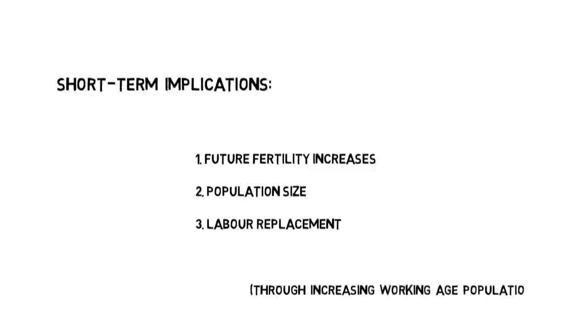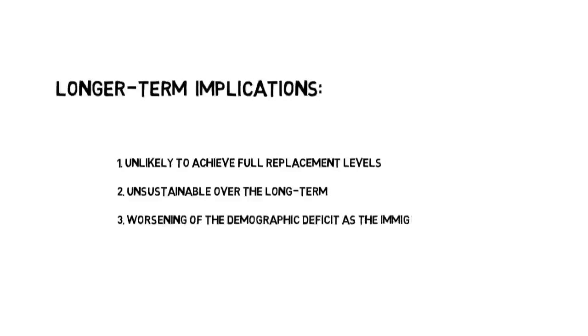But while immigration may in the short term achieve immediate increases in the total fertility rate, for example, and thereby population growth and future labour market contribution, other people argue that these are unlikely to achieve full replacement level, that they probably will be unsustainable over the longer term, and of course they could indeed eventually contribute to a worsening of the demographic deficit as the total fertility rates of the immigrant population will fall and the immigrants themselves will age.